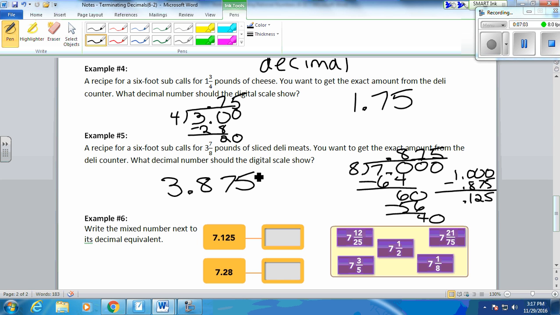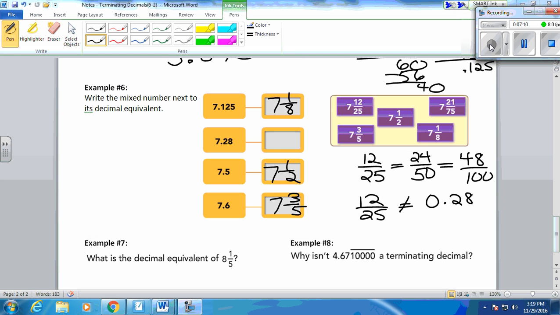So for number 6, go ahead and pair up which fraction is equivalent to the decimal. Okay, so by process of elimination, 7 1/8, 7 1/2, 7 3/5 are pretty simple to figure out. So 7.28 really comes down to, is it 7 12/25 or is it 7 21/75? And what I'm trying to show here is that if I take 12/25 and I try to get it to where I have a 100 in the denominator, I can read this as 48/100. 48/100 is obviously not equal to 28/100, so by process of elimination, this answer is 7 21/75.